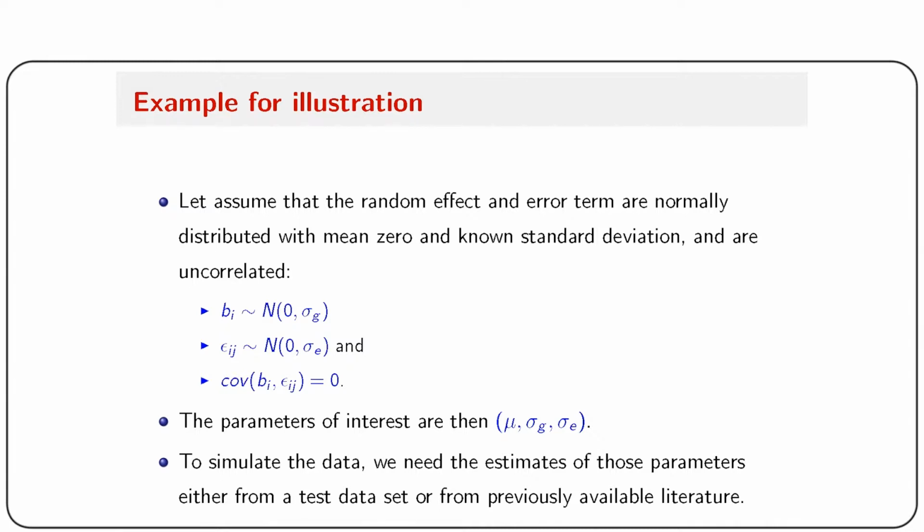To simulate the data, we need the estimates of those parameters, either from the test dataset or from previously available datasets. So either you have to go through the literature to get a guess of these estimates, or you can do a pilot study. That may not give a significant estimate, but you will get an idea about the estimates of these parameters, and those estimates can be used to simulate the data.